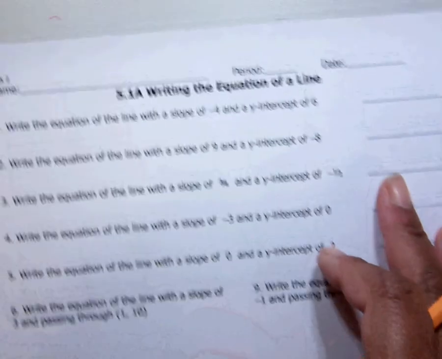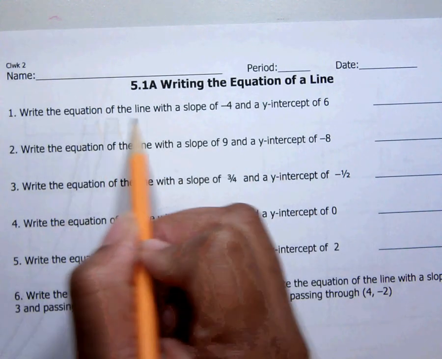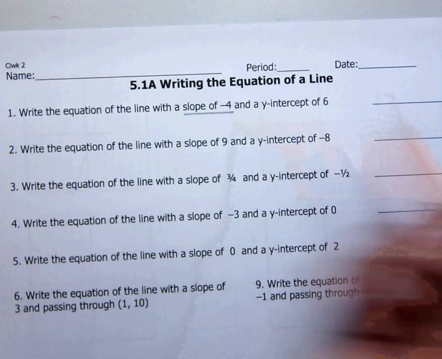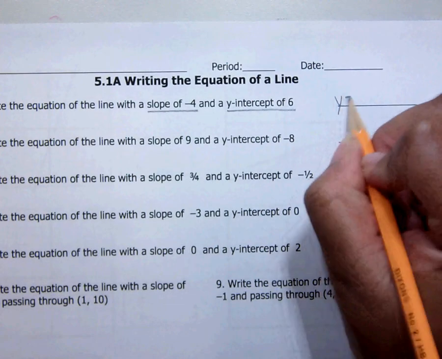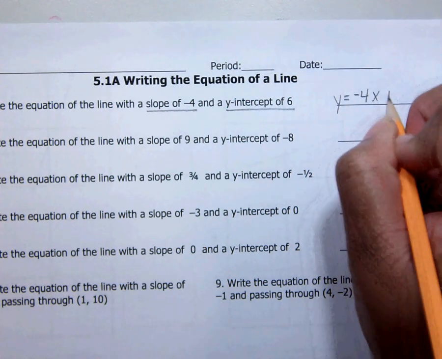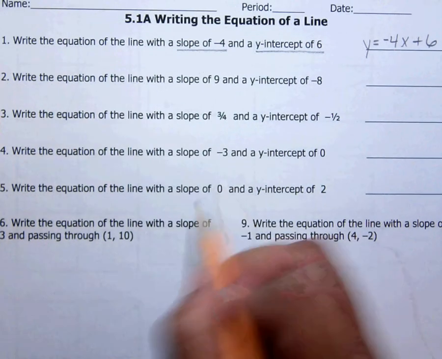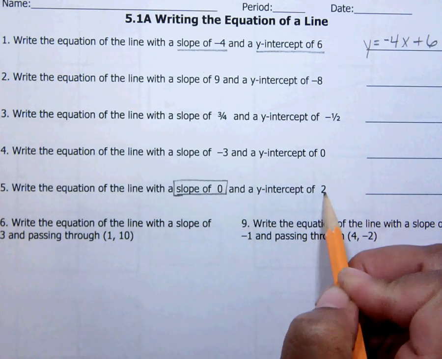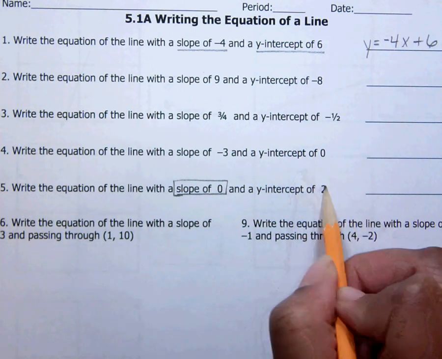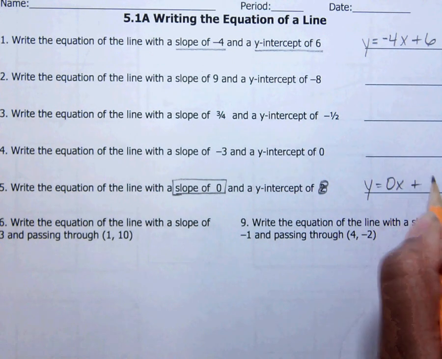In class, you will be given a worksheet like this, and it says, write the equation of the line with a slope of -4 and y-intercept 6. So that would be y equals -4x plus 6. Be careful on this last one. When the slope is 0, I am going to use another number here so that when you get to class, you don't copy what I write. So I'm going to change this to 8. And so you could write y equals 0x plus 8.